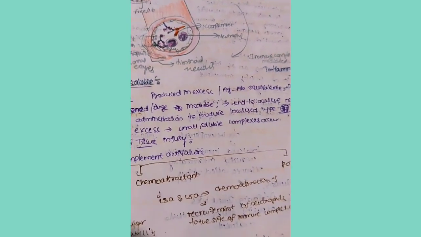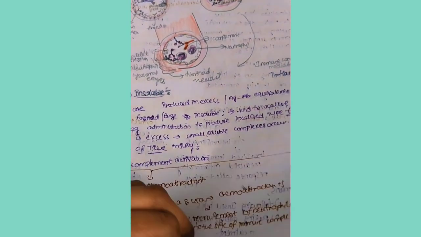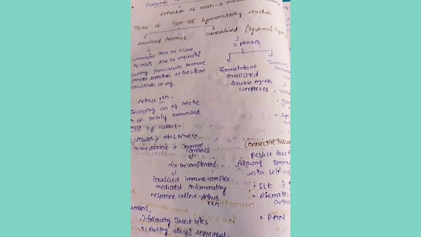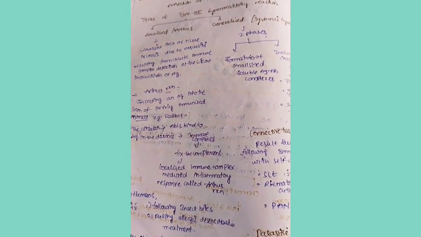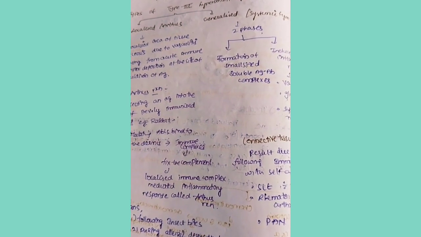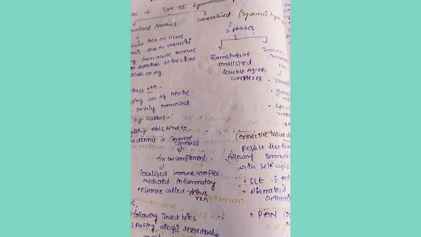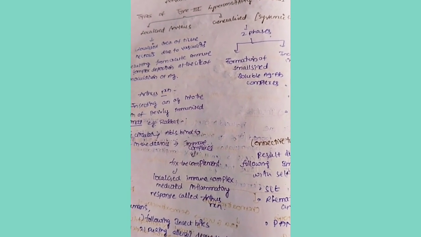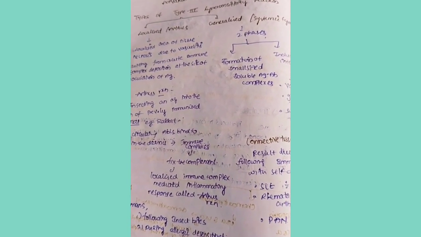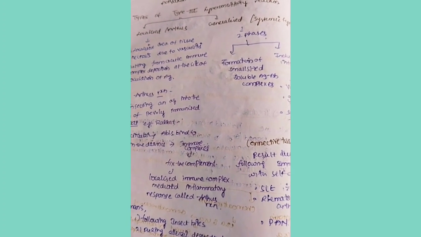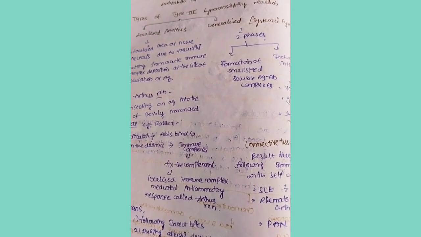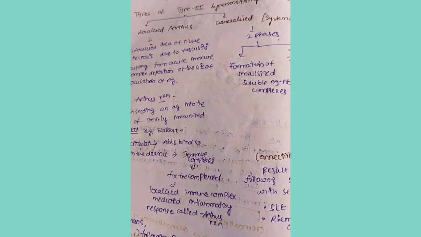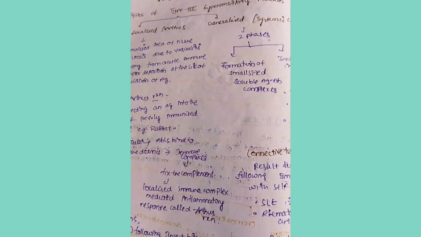Tissue ischemia further leads to tissue damage. Activation of Hageman's factor will occur, and activation of kinin further leads to vasodilatation and edema. Coagulation pathway activation will also occur due to platelet activation. Now the types of type 3 hypersensitivity reaction: one is localized or Arthus, and the other is generalized systemic.